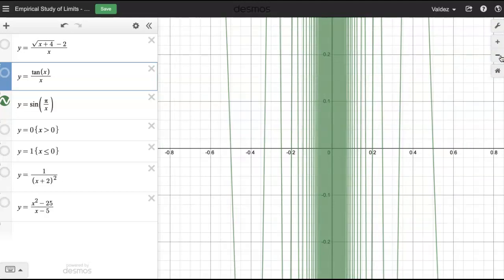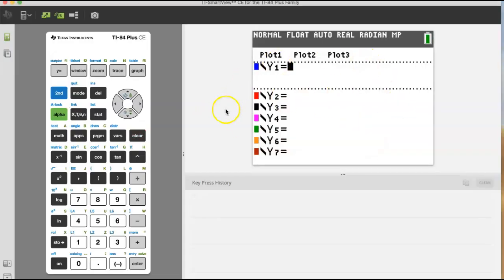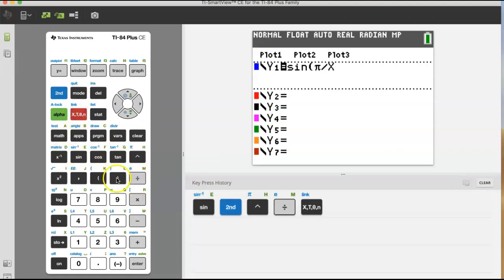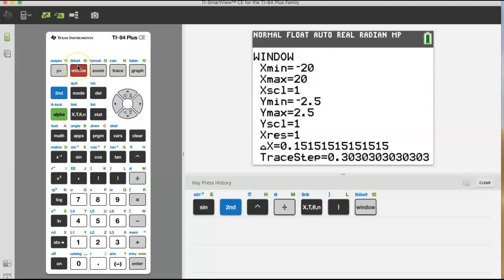Now, I could try to do the same thing using our TI-84, and I'll go ahead and switch views here and do that. But what we're essentially going to see is the same thing. All right, so we're going to do the same thing here. We're going to do sine of pi divided by x. And I'm going to go to my window here and put in the same suggested windows that I did for this other one.